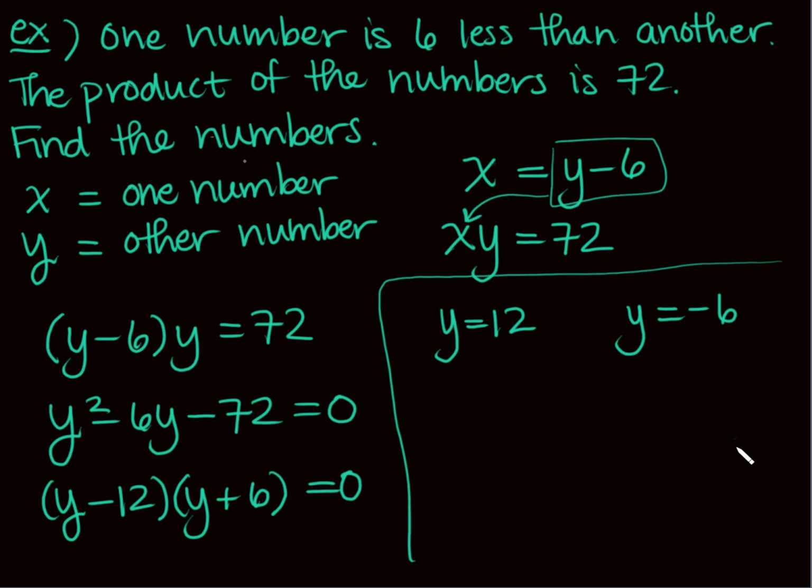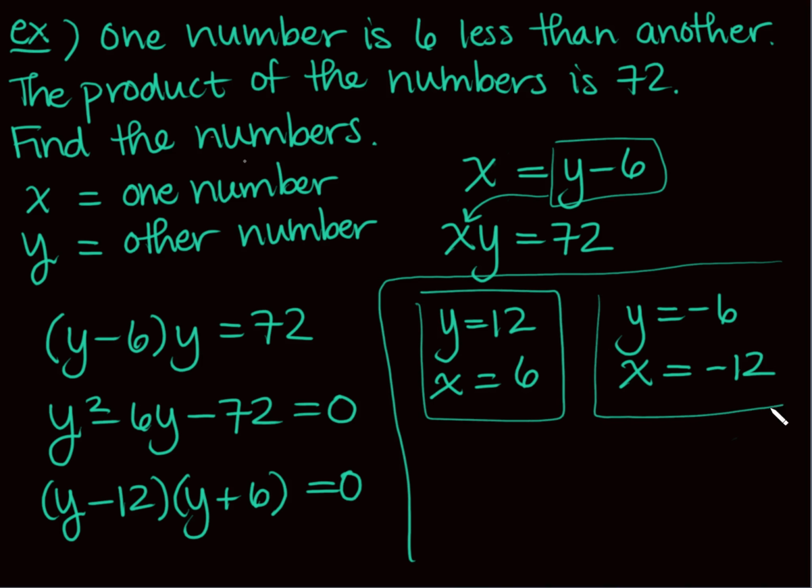It looks like I have two sets of numbers that are going to satisfy this, because what is x in this case? It's 12 minus 6, which is 6. Sure enough, 12 times 6 is 72, and 6 is less than 12. Likewise, if I put this in here again, negative 6 minus 6 is negative 12. Sure enough, negative 6 times negative 12 is positive 72, and negative 12 is 6 less than negative 6. So we have two solutions to this problem. We have the solution of 6 and 12, and then negative 6 and negative 12.